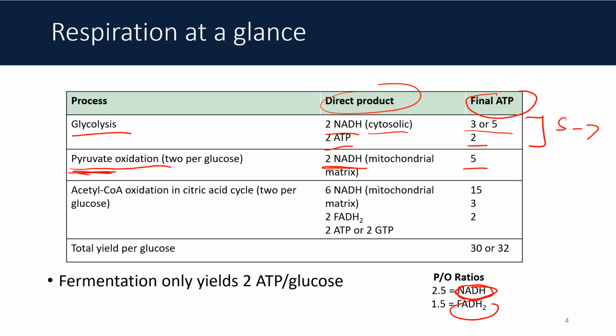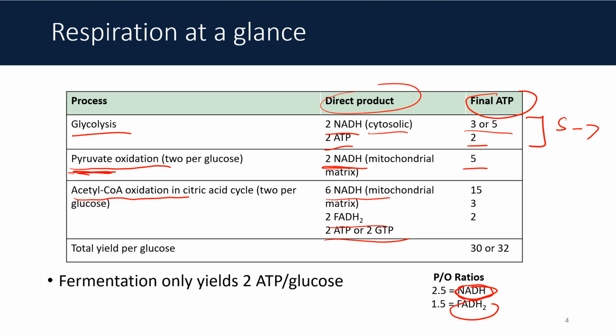Oxidizing acetyl-CoA, the product of that intermembrane step, aka the citric acid cycle, is also going to occur twice per glucose, and we are going to get the bulk of our NADH and FADH2 from these reactions. In total, we're generating 6 NADHs per glucose, 2 FADH2s per glucose, and either 2 ATPs or 2 GTPs from that minor instance of substrate level phosphorylation that we observe.